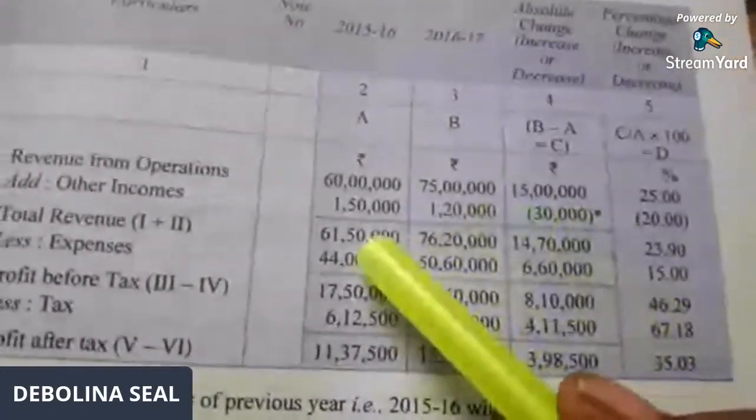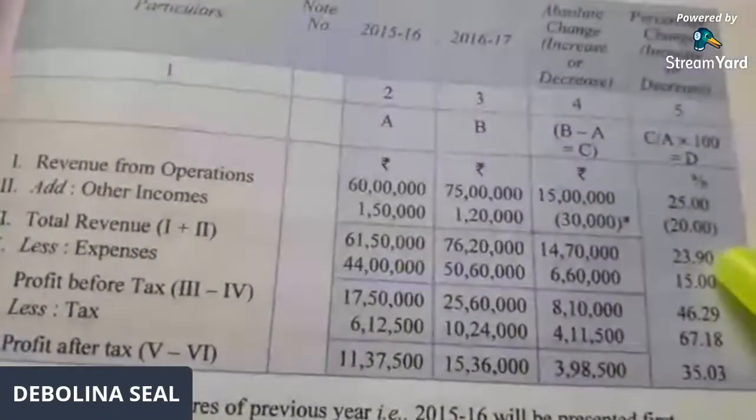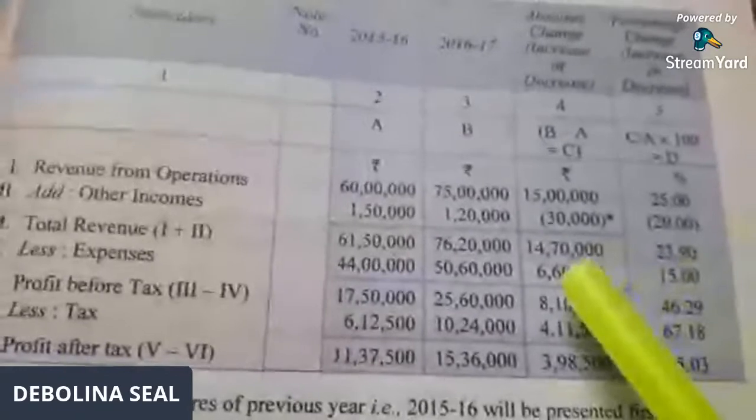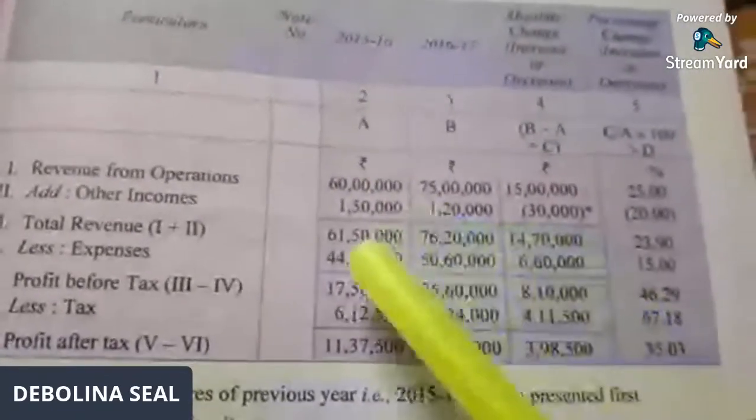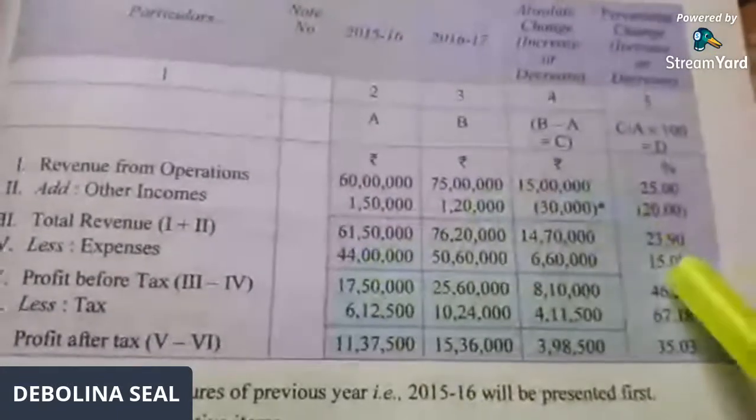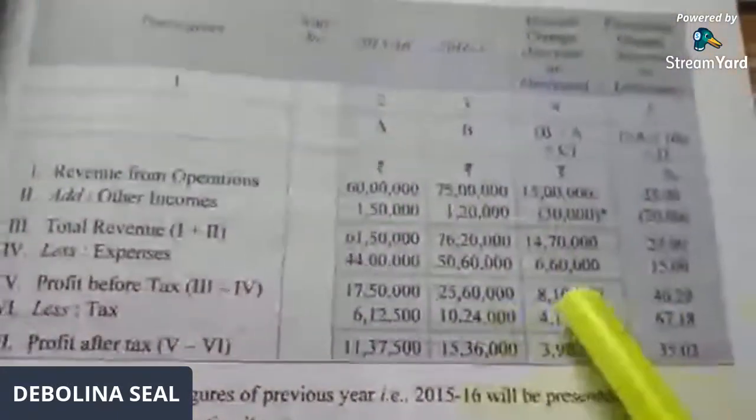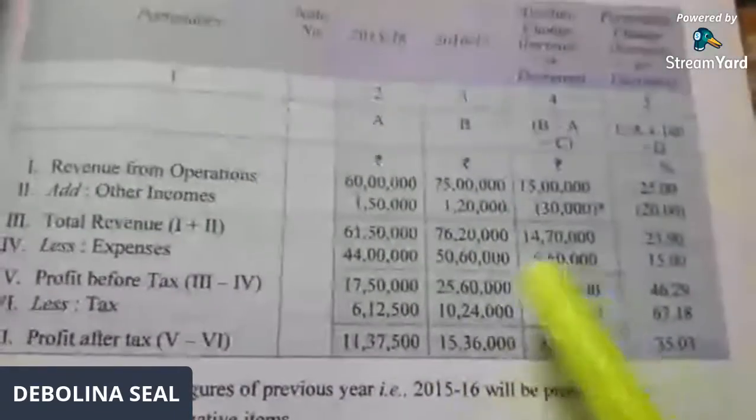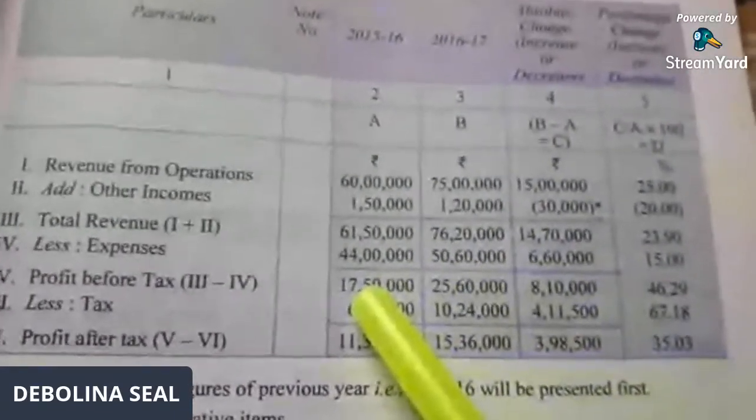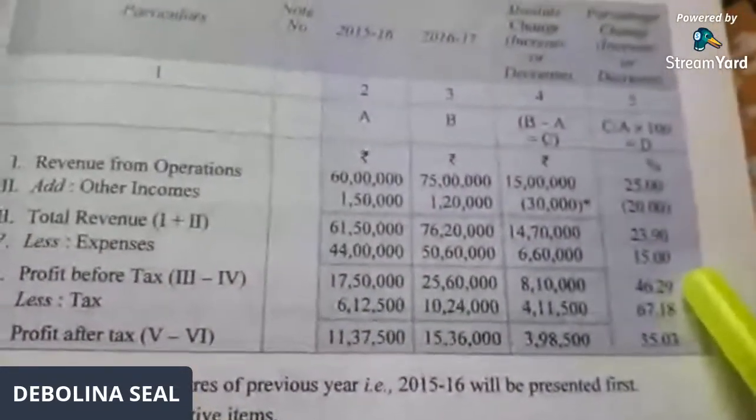14,70,000 by 61,50,000, so that is 23.90. Okay, now 6,60,000 by 44 lakhs, it is going to be 15. Okay, 15%. Next you will do 8,10,000 by 17,50,000. Okay, this will be profit before tax, that is 46.29.